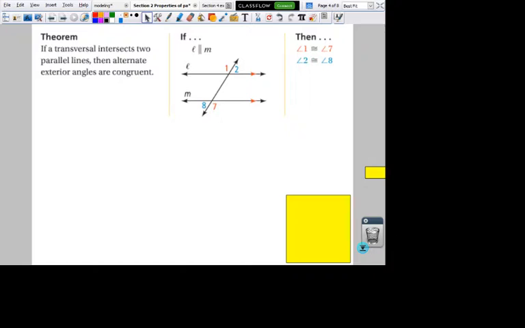All right, so we talked about 5 different things. Corresponding angles are congruent. Alternate interior angles are congruent. Same side interior angles add up to 180. And alternate exterior angles are congruent. I guess it was only 4. But we're going to use these 4 things, and we're going to find some missing angles.